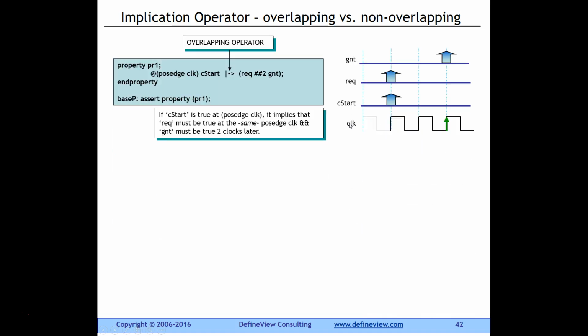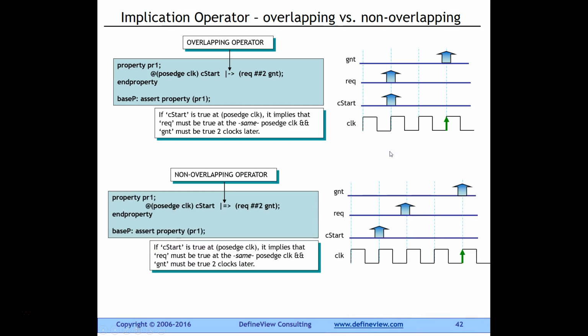Again, going back to the implication operator. Like I said in a previous slide, this single dash here is the symbol for the overlapping operator. And overlapping means that whenever the antecedent fires, the consequent starts executing or firing at the same sampling edge, which is the positive edge of clock here. As you can see in our example, this implies that whenever C start is high, the request must be high. And then 2 clocks later, grant must be high.